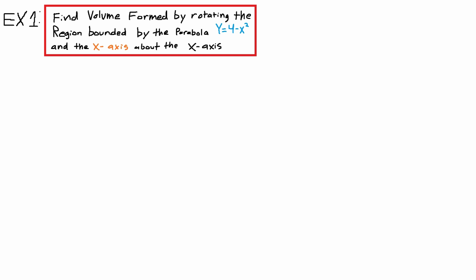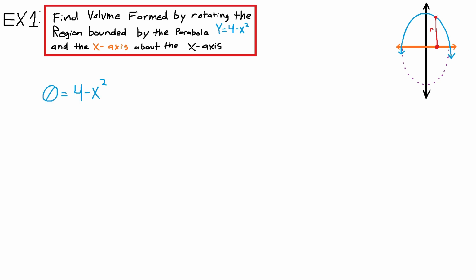Find the volume formed by rotating the region bounded by the parabola y equals 4 minus x squared and the x-axis about the x-axis. So let's just draw a picture of what that might look like real quick. And so how I would start this problem would be to find the bounds of our integral. So we're just going to set our function equal to 0 and solve for x.